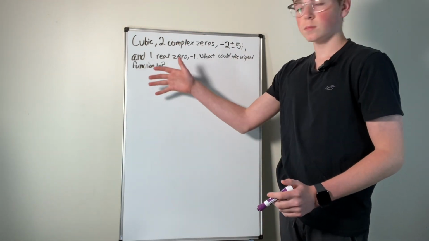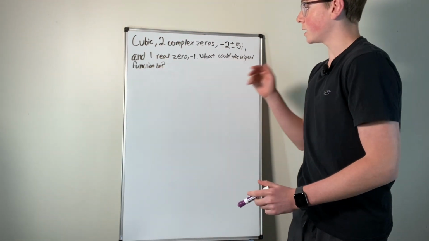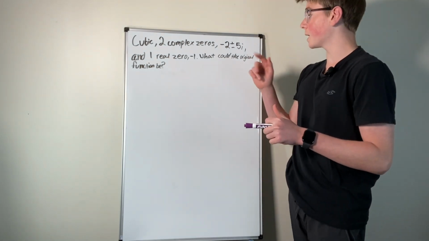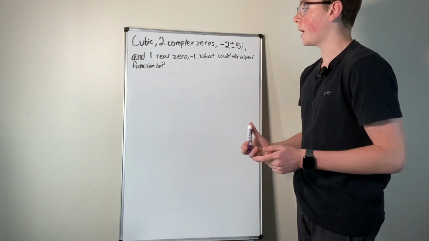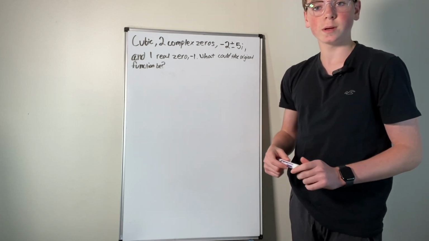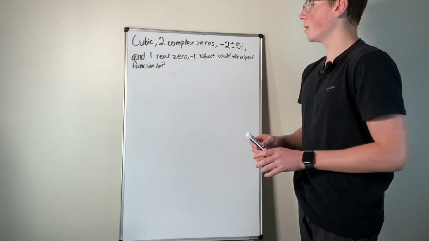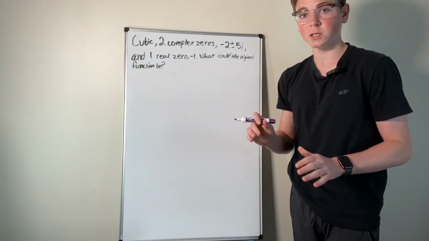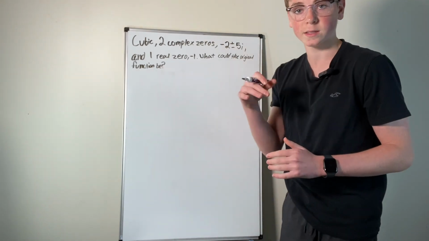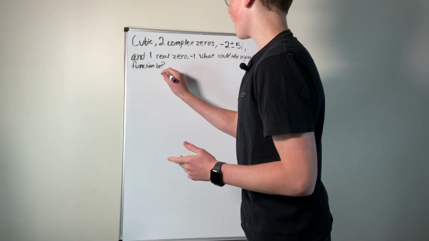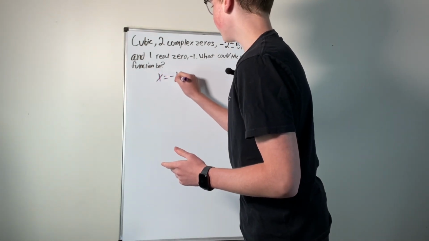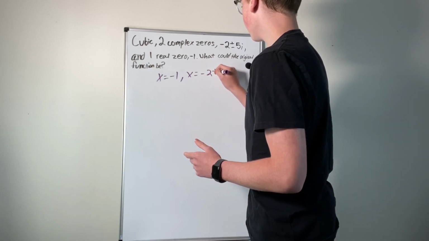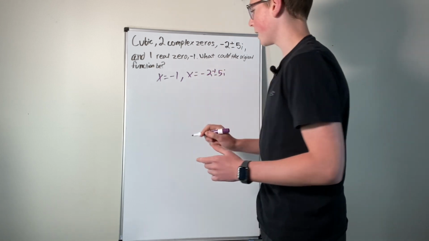So this function is a cubic. It has two complex zeros, which are -2 plus 5i and -2 minus 5i. Then it has one real zero, which is -1. What could the original function be? So we know that when this function equals 0, it's on the x-axis. We know x equals -1 and x equals -2 plus or minus 5i.